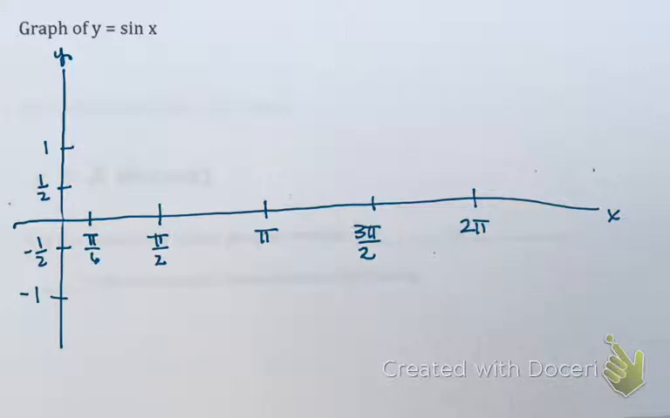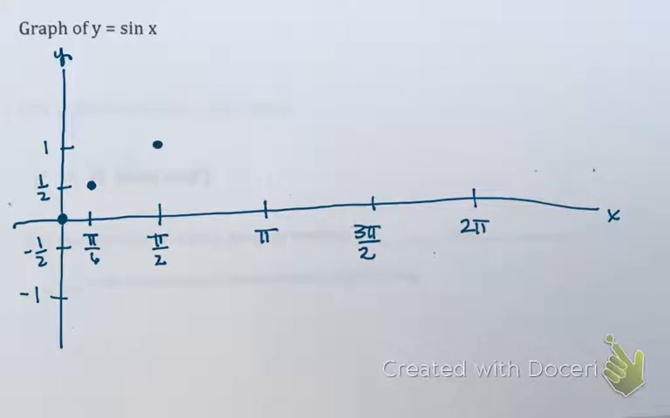So I put that one in there. So let's go back and do sine of 0. So sine of 0 is 0, so let's go ahead and put a dot here. And then sine at pi over 6 is 1/2. Sine at pi over 2 is 1.